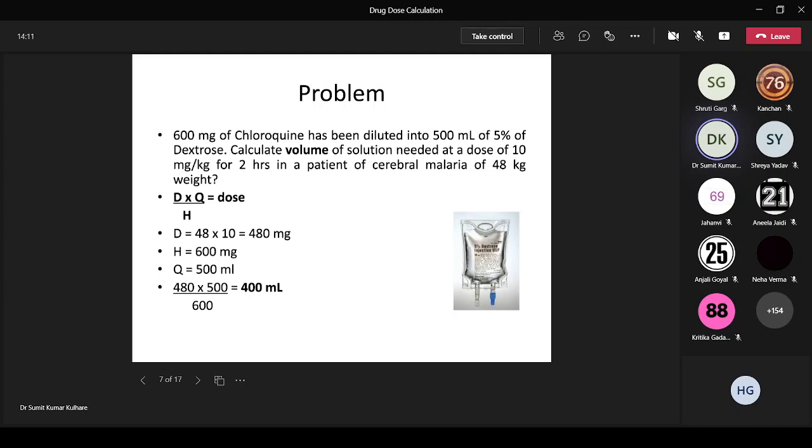Okay, so if we had just 480 milligrams available with us, it would have been easy. We would have infused all of the 500 ml. But what we have in hand is 600 milligram of chloroquine, which is dissolved in 500 ml of dextrose. So how much out of this 500 ml do we need to administer so that the patient receives a total of 480 milligrams? Okay.